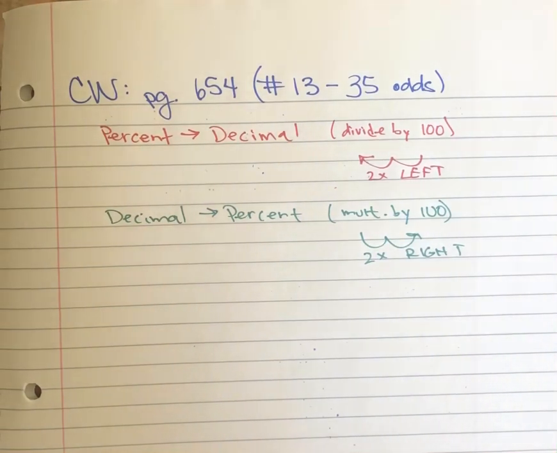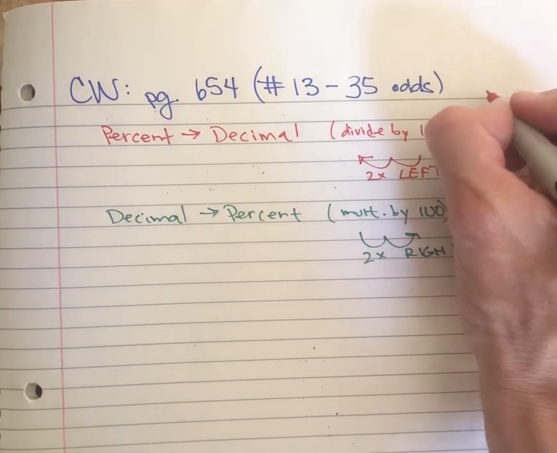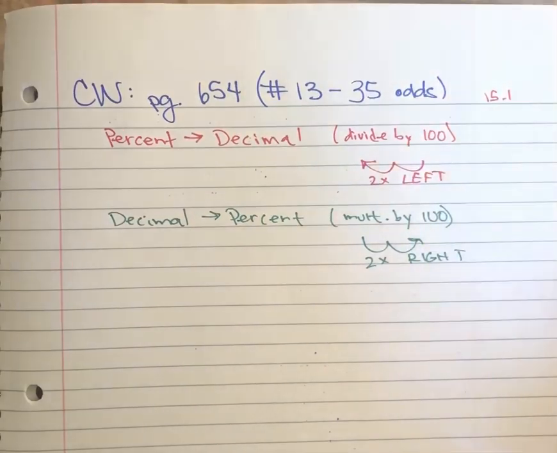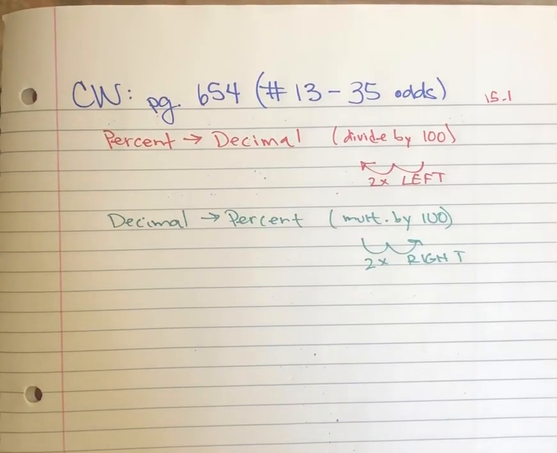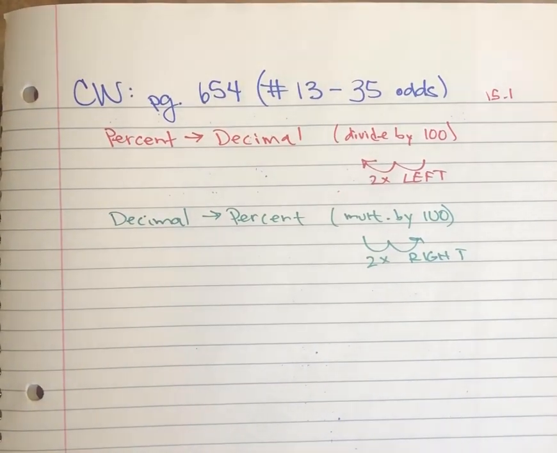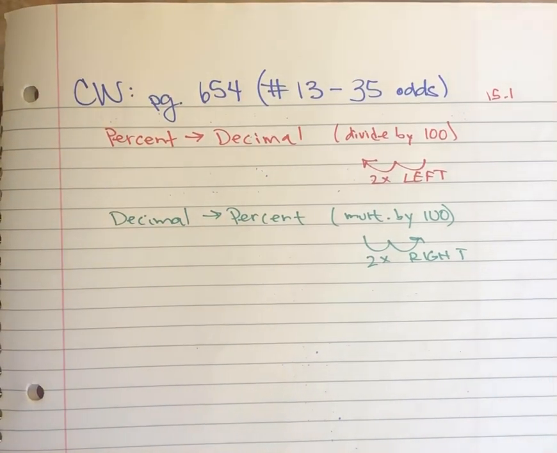Okay, let's take a look at the practice from lesson 15.1. We're gonna go through 13 to 35 odds on page 654. Here's a couple reminders that we're gonna use throughout the classwork. So let's start with number 13.